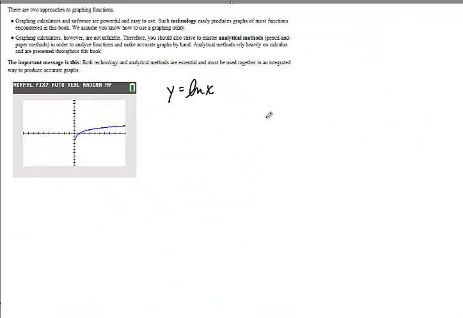Just a special note here: we have these graphing calculators and we think that they do everything, but I want to make sure that you understand that the graphing calculator is a tool that I want you to be able to use, but don't believe it. This happens to be the graph of y equals the natural log of x, and this is what my calculator is showing me. But that's not really what it looks like.